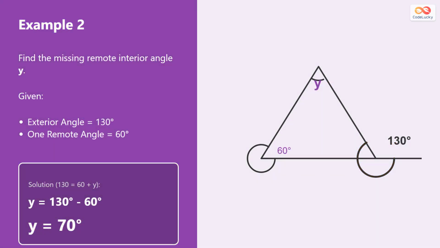Here is a slightly different example. We know the exterior angle is 130 degrees, and one of the remote interior angles is 60 degrees. We need to find the other remote angle, y. We know that 60 plus y must equal 130. By subtracting 60 from 130, we find that y equals 70 degrees.